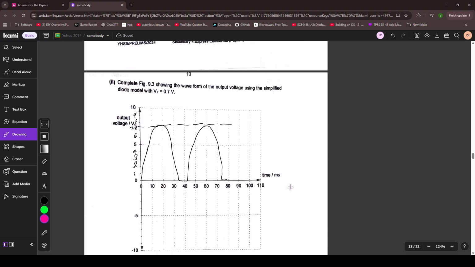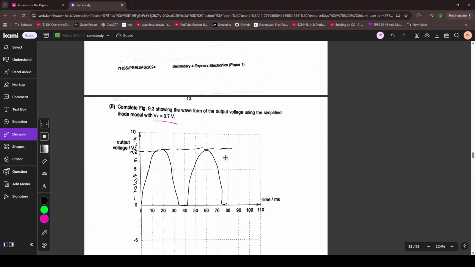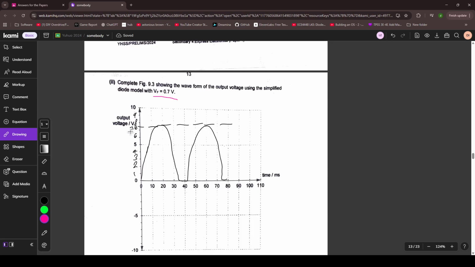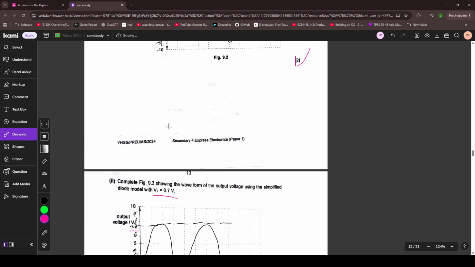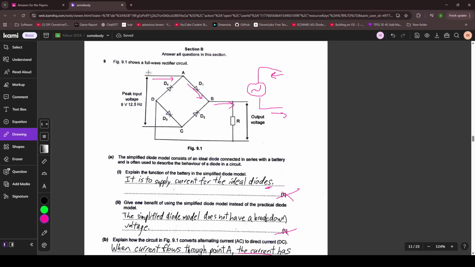Complete 9.3 showing the waveform of the output voltage using the simplified diode model with a forward voltage. Okay, so now, yes, 7.6, because basically in the positive half of the input voltage and in the negative half of the input voltage, the current always flows through two diodes. It is unavoidable to go through one only or to not go through. You have to go through exactly two diodes.